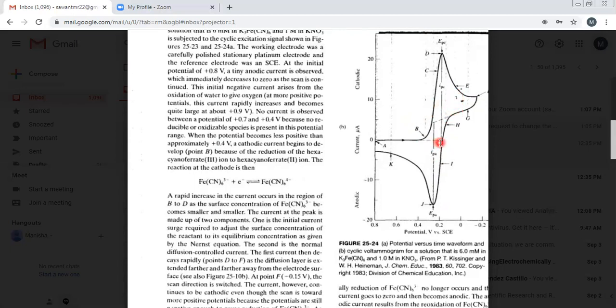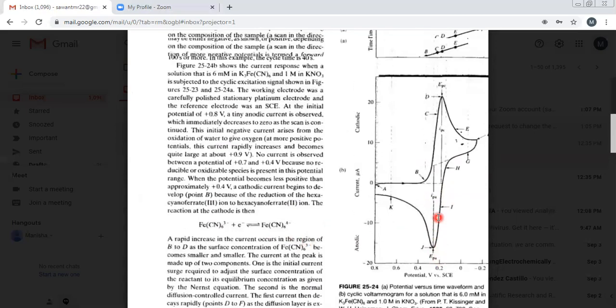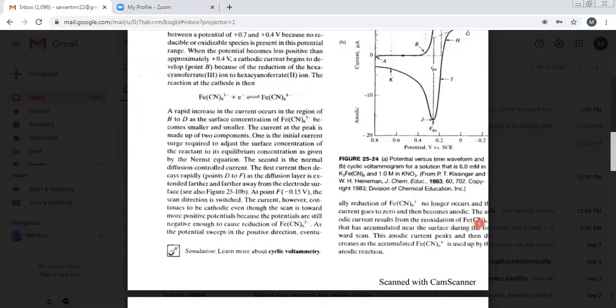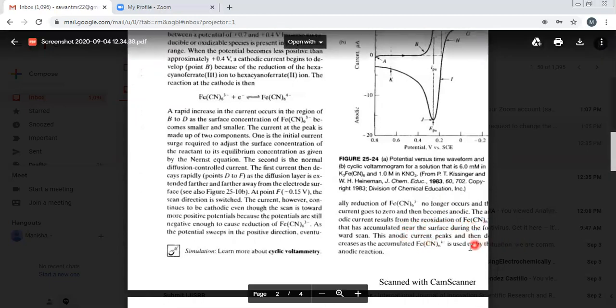Now we come to the point where you will observe the reversal, and oxidation will take place. From the 0 point you again have the oxidation of K4FeCN6 to K3FeCN6, which will be observed from this point of the potential. So what is the range of potential? It will be at around 0.2 volt. As we said, it will have the anodic current resulting from the reduction product that has accumulated near the surface during the forward scan.